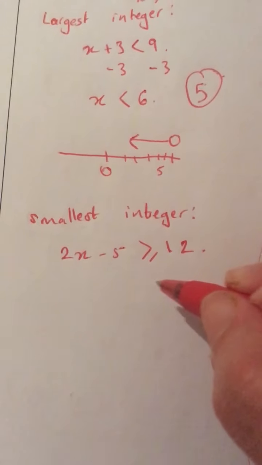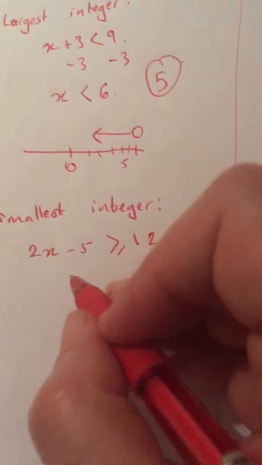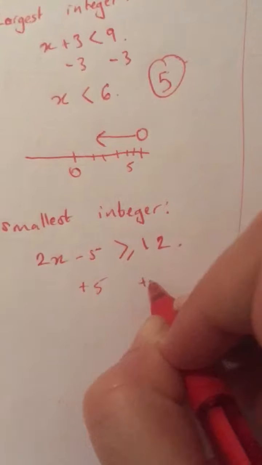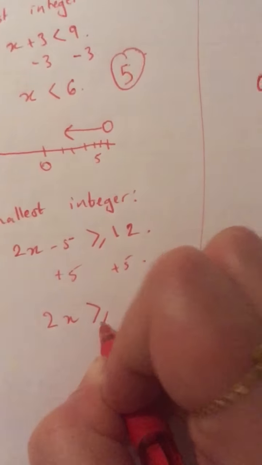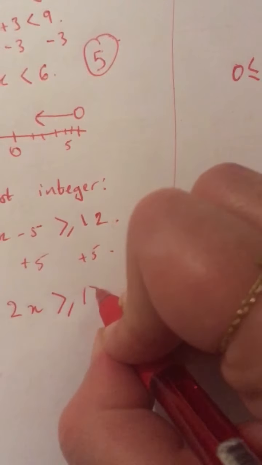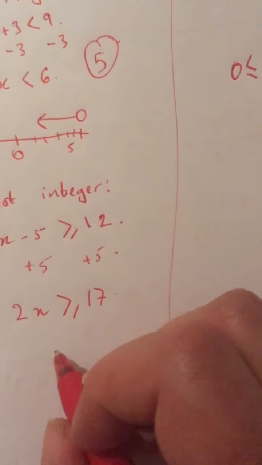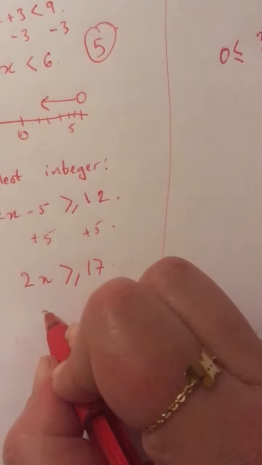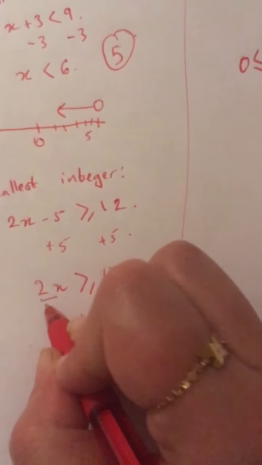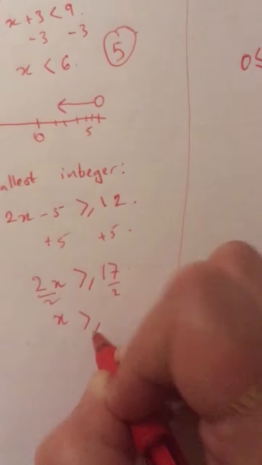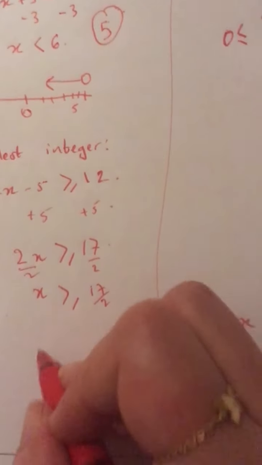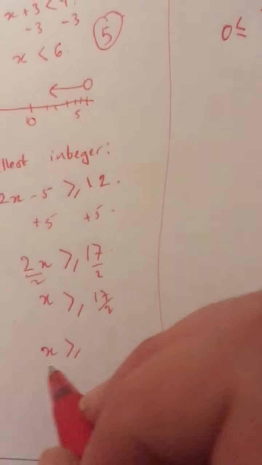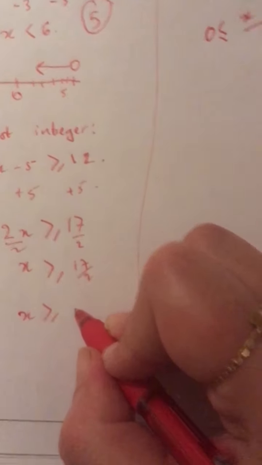For smallest integer here, the first thing I'd have to do is solve it. So I add 5 to both sides. That gives me 2x is greater than 12 plus 5 is 17. And lastly, I divide by 2 on both sides. So I divide by 2, divide by 2. 17 divided by 2. 17 divided by 2 is 8.5.